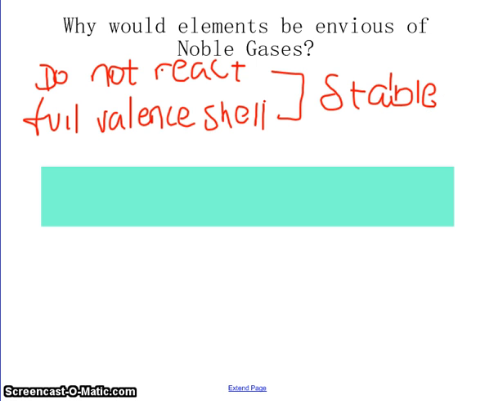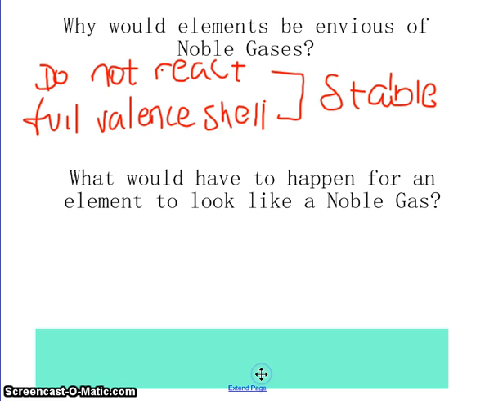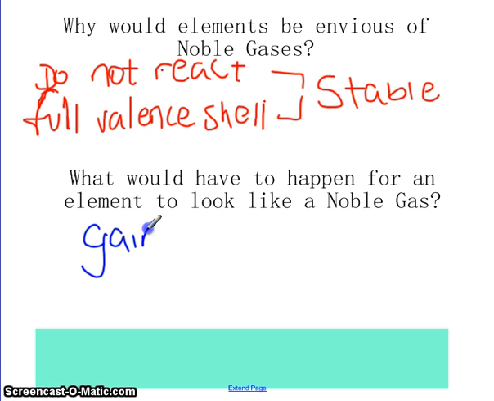So the next thing we have to ask ourselves is, if other elements want to be stable, what would they have to do in order to be stable? What would they have to do to look like a noble gas? Since they do not have full valence shells, other elements would have to either gain electrons, remember the e-dash stands for electrons, or lose electrons so that they have full shells and they can look like a noble gas and they can be stable.